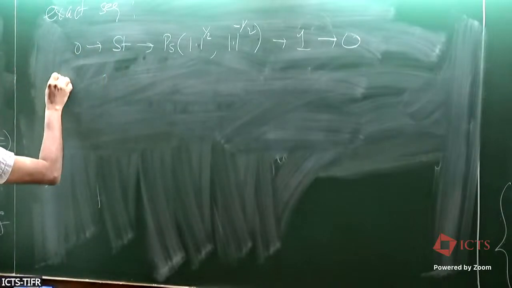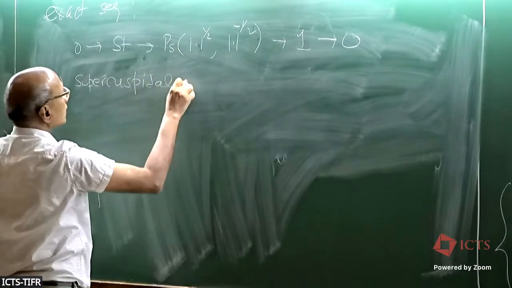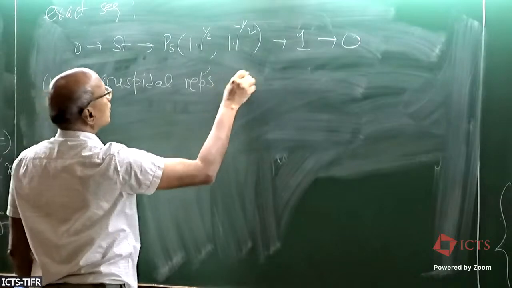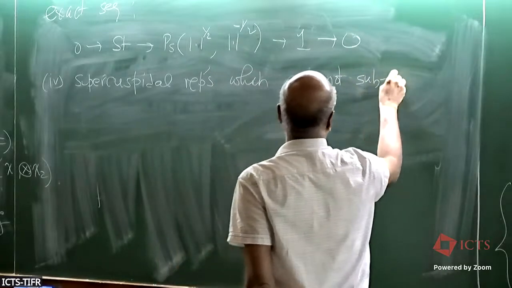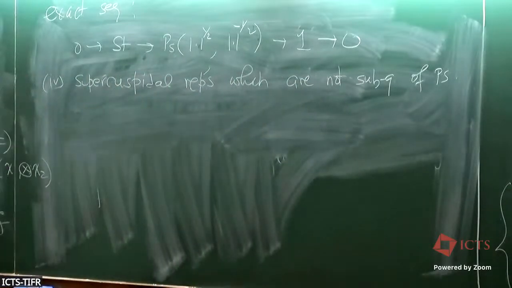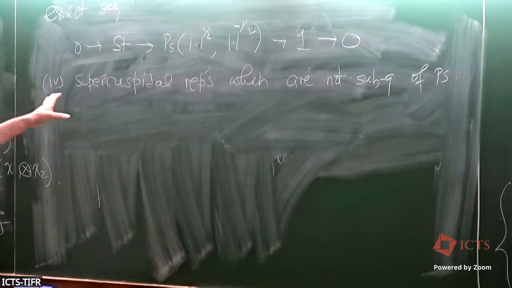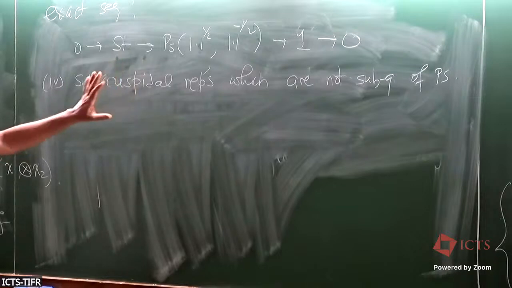And then the fourth, these are called supercuspidal representations, which are not subquotients of principal series. So this is a rough classification of all representations of GL_2, and somehow the picture is not too complicated. These supercuspidal representations can be treated mostly as a black box, and we need not worry too much for what I am going to discuss.